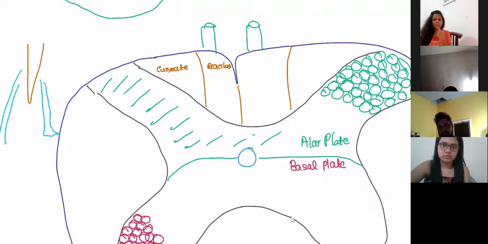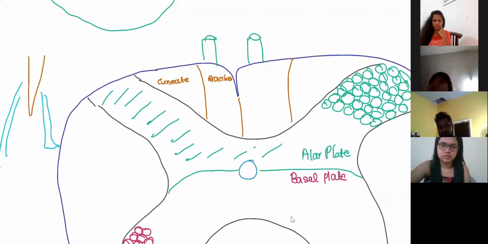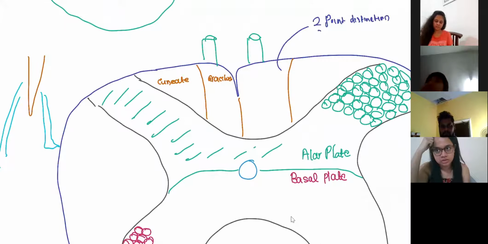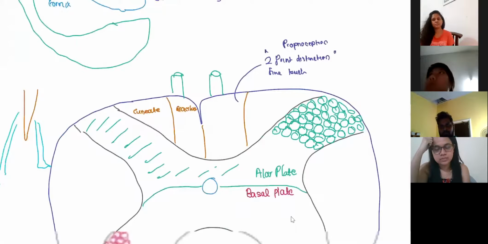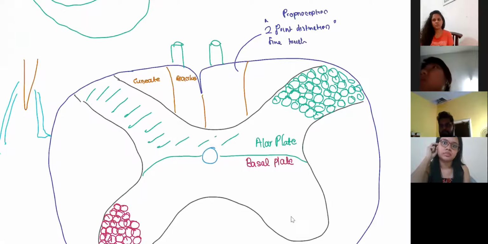Can someone tell me the function of the cuneate and the gracilis nuclei? Two-point distinction. Yes. Fine touch. Yes. So the word I'm looking for here is proprioception. Okay. And today's lecture is all about this proprioception and how our cerebellum functions with that.